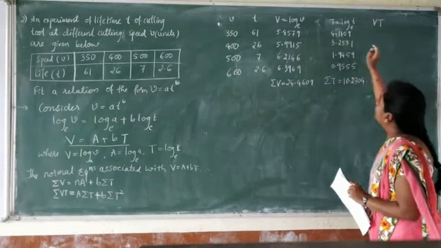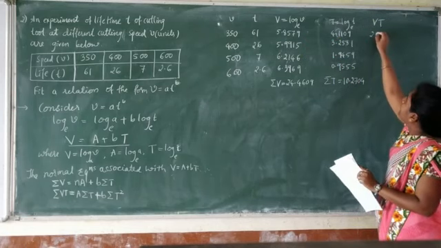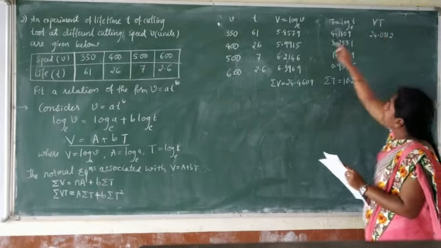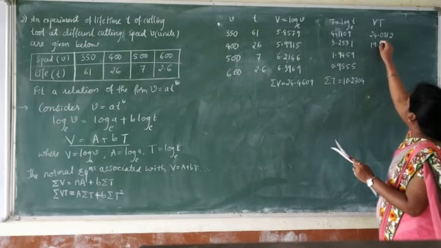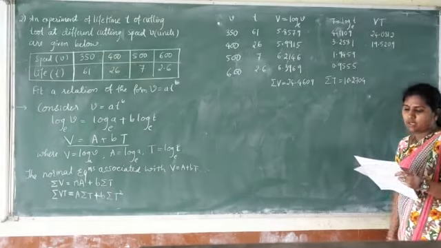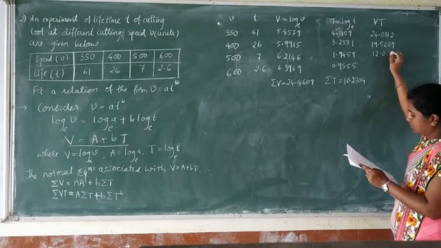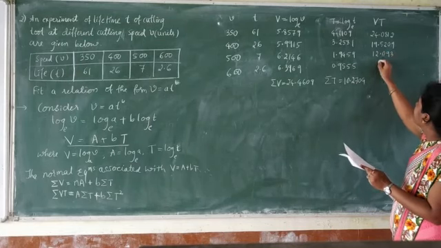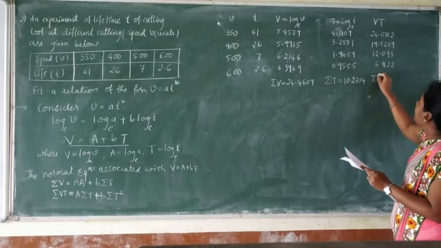Multiplying these two, we are getting 24.0812. Next, multiplying this and this, we are getting 19.5209. Multiplying these two values, here we are getting 12.093. Next, multiplying these two, here we are getting 6.1122. Next, summation of VT.